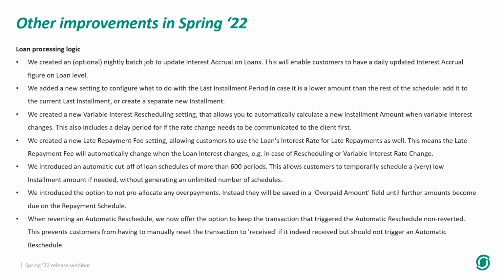Then there's a long list of improvements on loan processing. We created a new optional nightly batch job that updates the interest accrual that happens on your repayment schedules on the loan level. We've added a new setting to configure what to do with the last installment period in case it's a lower amount than the rest of the schedule due to, for instance, rounding differences. You can configure it to add to the last installment or create a separate new installment.